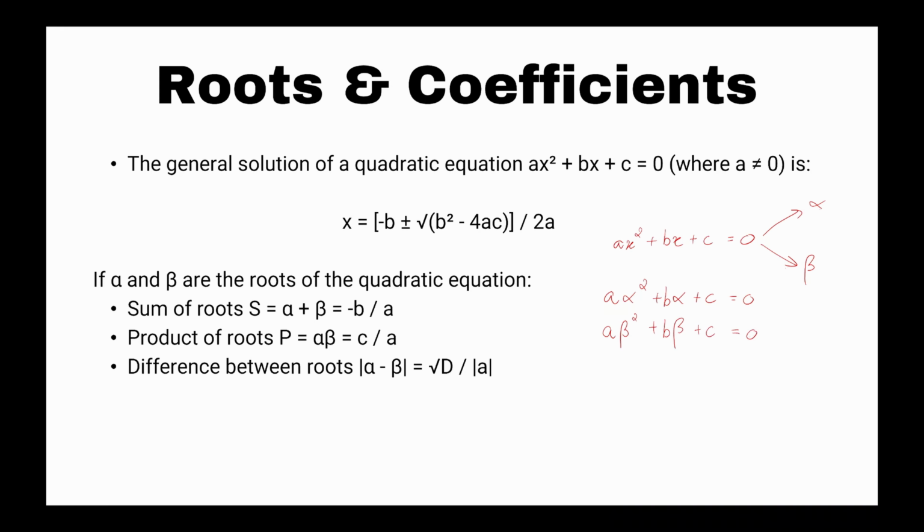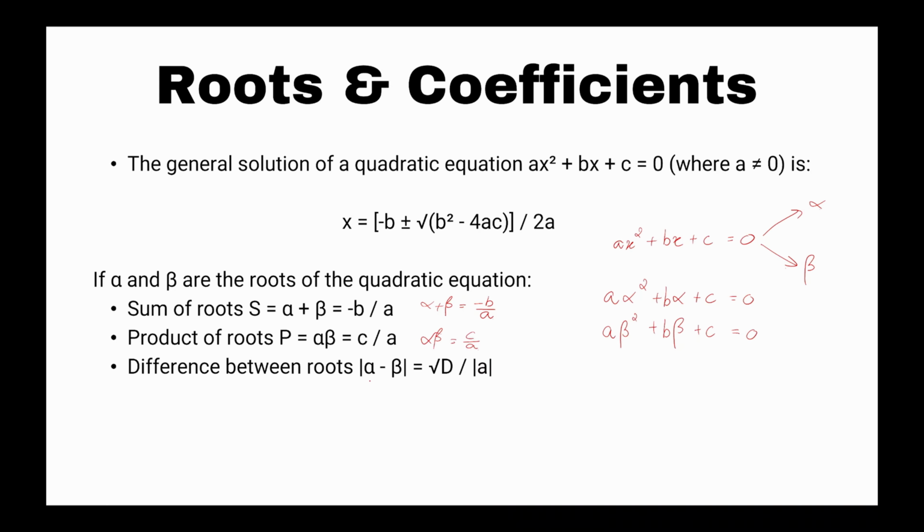So these two equations would be satisfied if alpha and beta are the roots of the equation. Now, how can we find the relation between these two roots? If I were to relate these two roots in terms of a, b and c, how can I write it down? The sum of roots, alpha plus beta, is minus b by a. And the product of roots, alpha into beta, is c by a.